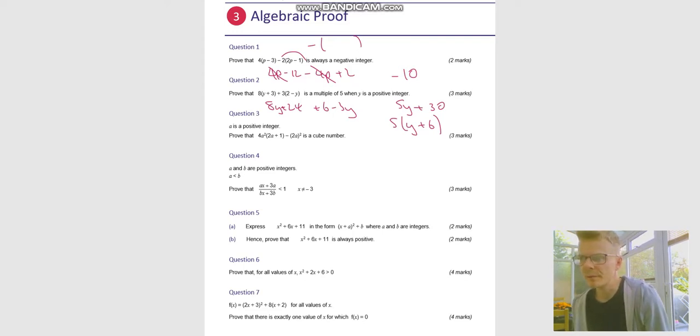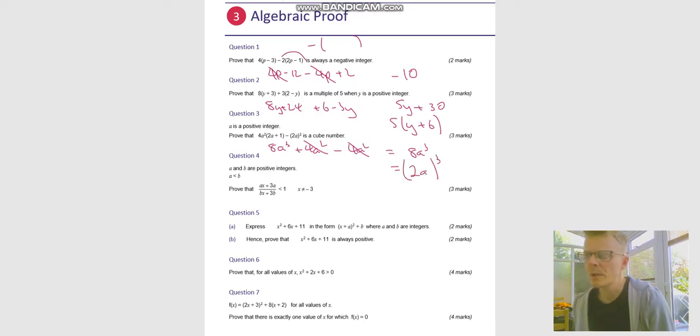So a is a positive integer. Prove that this is a cube number. So again, we're just expecting to get something cubed at the end, so let's just get into it. So we'll have 4 times 2 is 8a cubed plus 4a squared minus 2a squared is 4a squared. Oh look, they cancel, which equals 8a cubed. Now just for clarity, we're going to write that as 2a all cubed, which is a cube number.